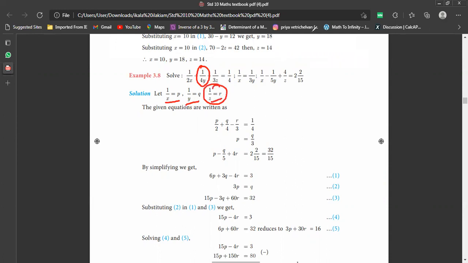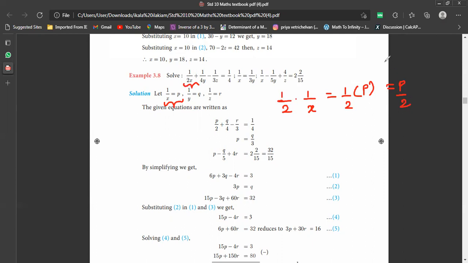Okay, the assumption is the first step. Now we are going to apply these assumptions on our question and rewrite our equation in terms of p, q and r. Let's do that. So it's 1 by 2x. 1 by 2x can be written as 1 by 2 times 1 by x, isn't it? Which is 1 by 2 into, we assumed 1 by x as p. So it will become 1 by 2 into p, which is nothing but p by 2. So I can rewrite this as p by 2.